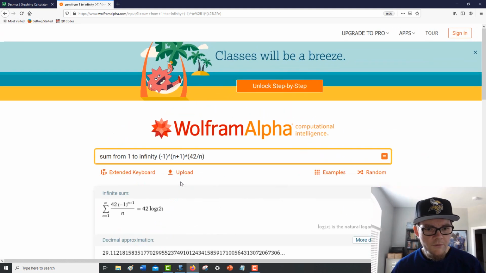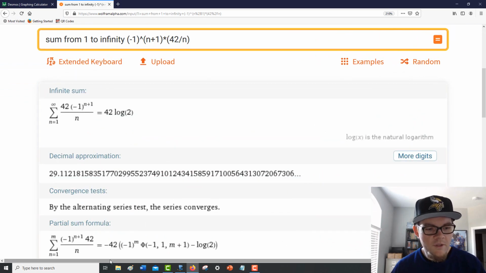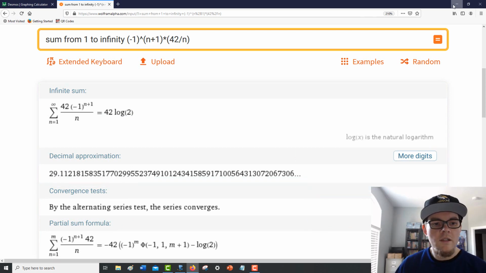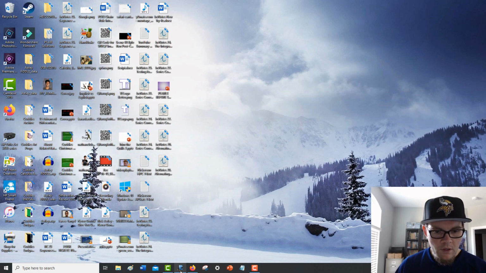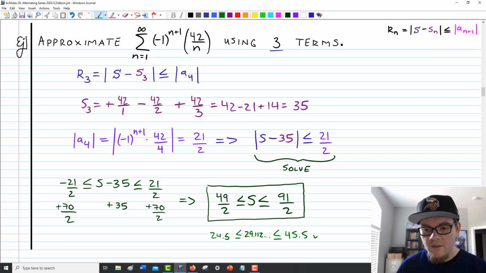It says it's equal to 42 log 2. Ooh, there's a 42 in, oh yeah, of course there is. I knew that sum. Yeah, whatever. It says the approximation of the sum is 29.112. Does 29.112 fall in between? So we're being told 29.112 dot dot dot, and is that less than or equal to 45.5 and greater than 24.5? Heck yes it is. It says that we've done everything correctly.